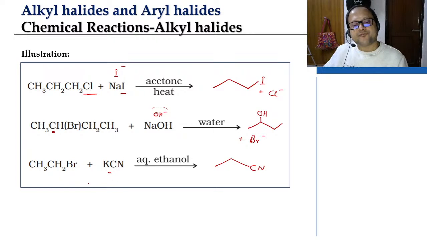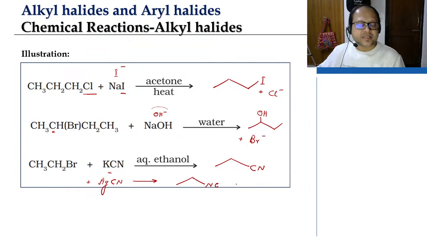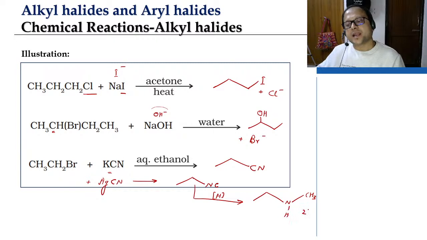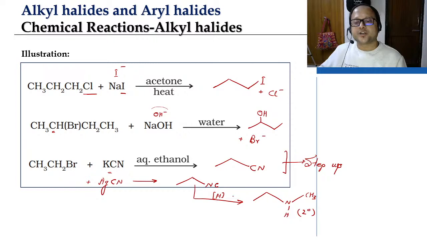On the other hand, if you had AgCN, silver cyanide, then the output would have been NC, that is isocyanide. And I'm giving you an additional piece of information: if you reduce this, what you are going to get is this. So this is your secondary amine. So this is one of the methods of preparing secondary amines. This was your step up reaction and this was conversion to secondary amine.